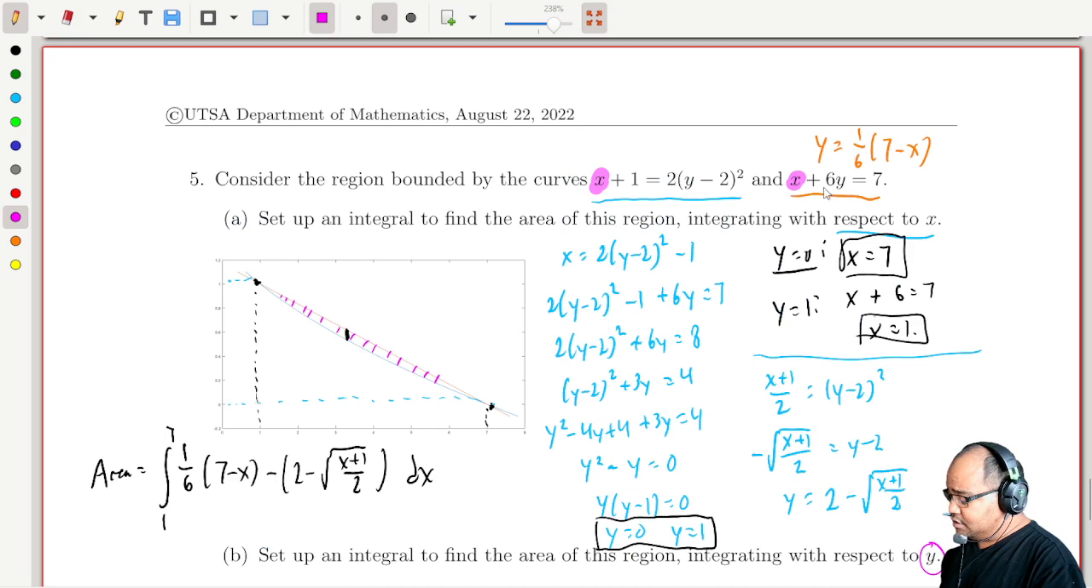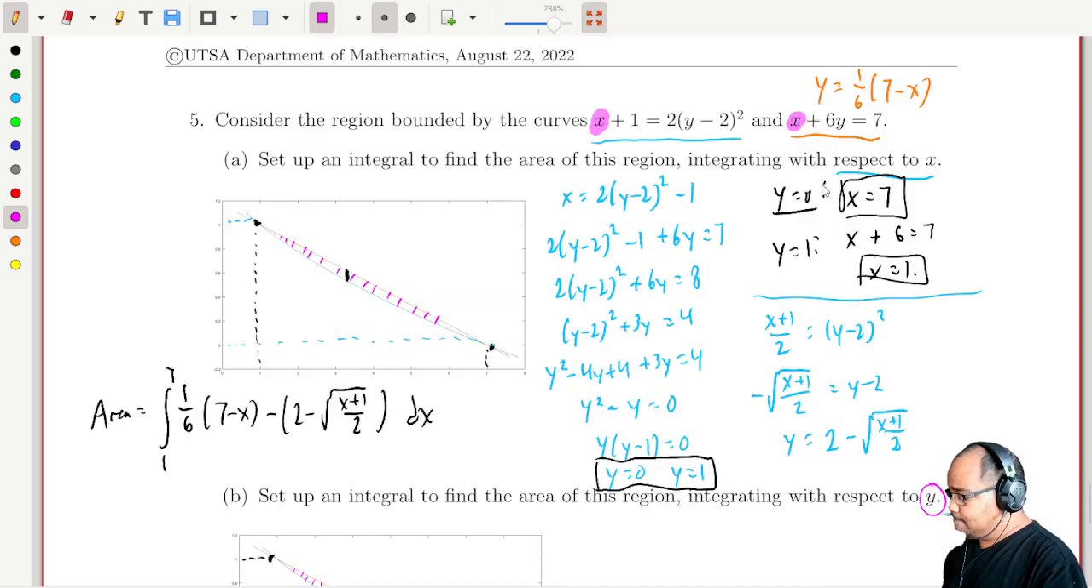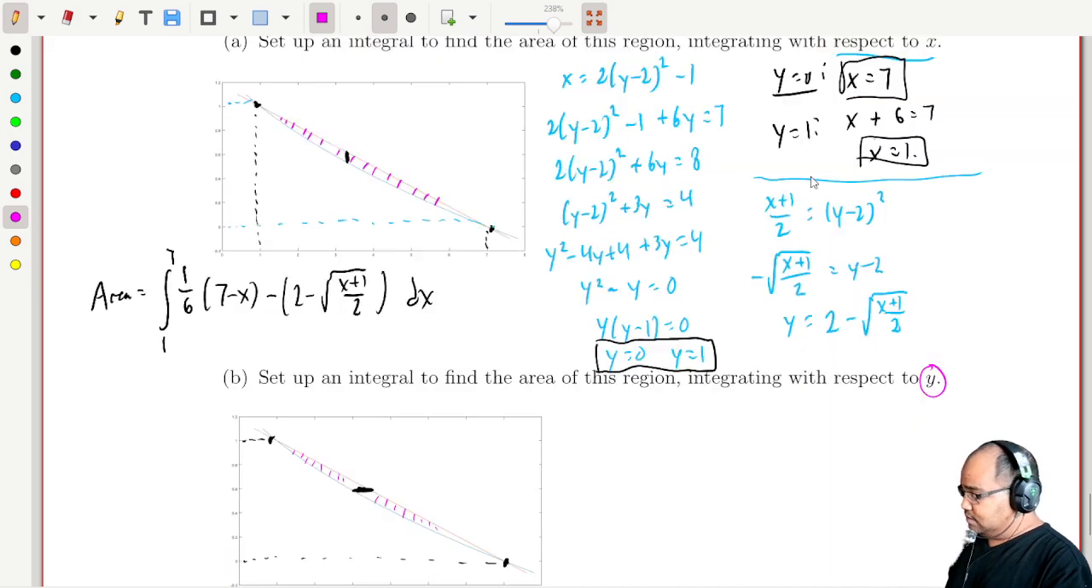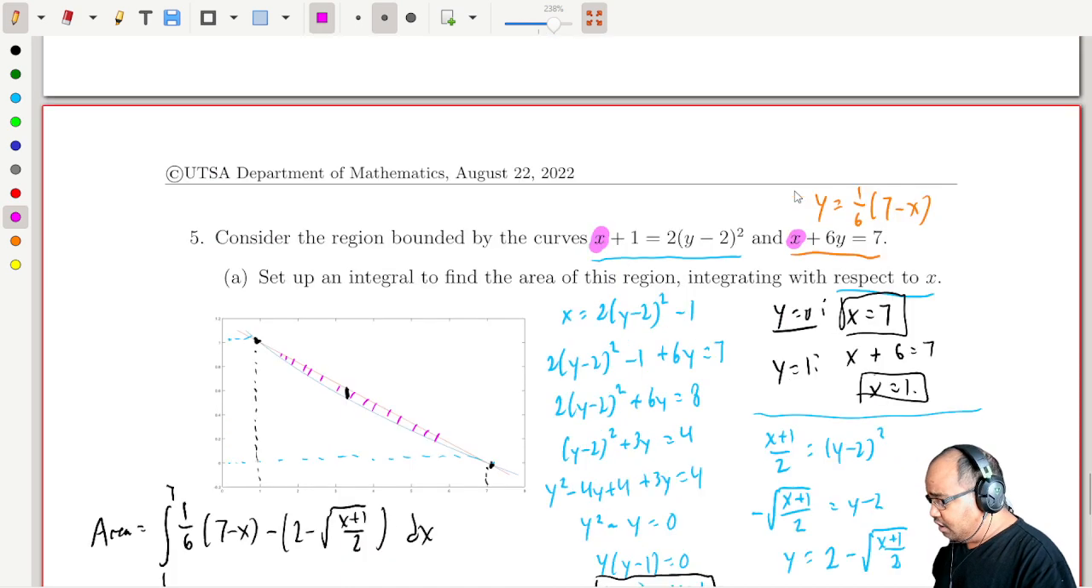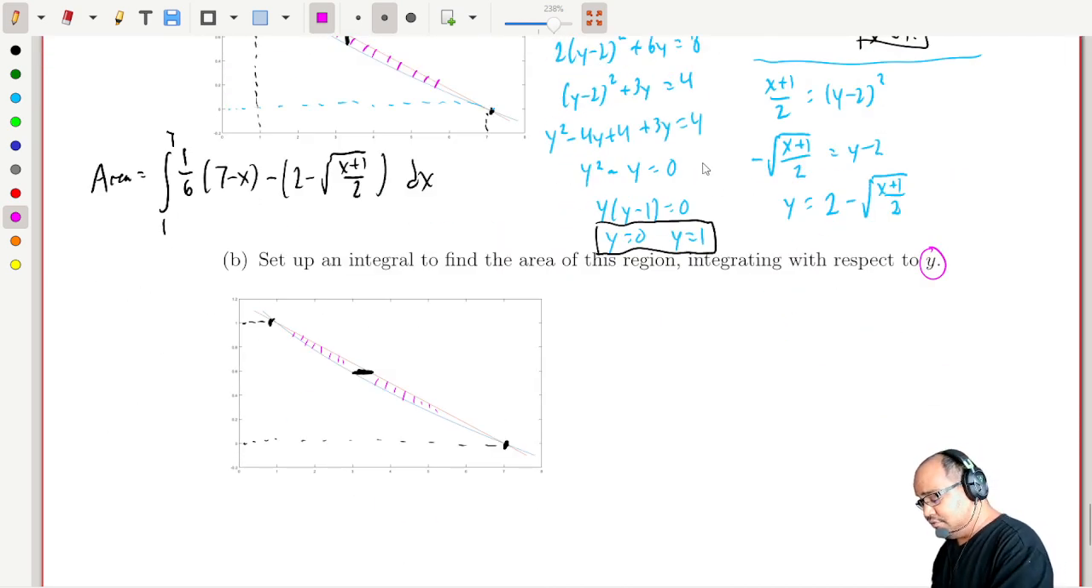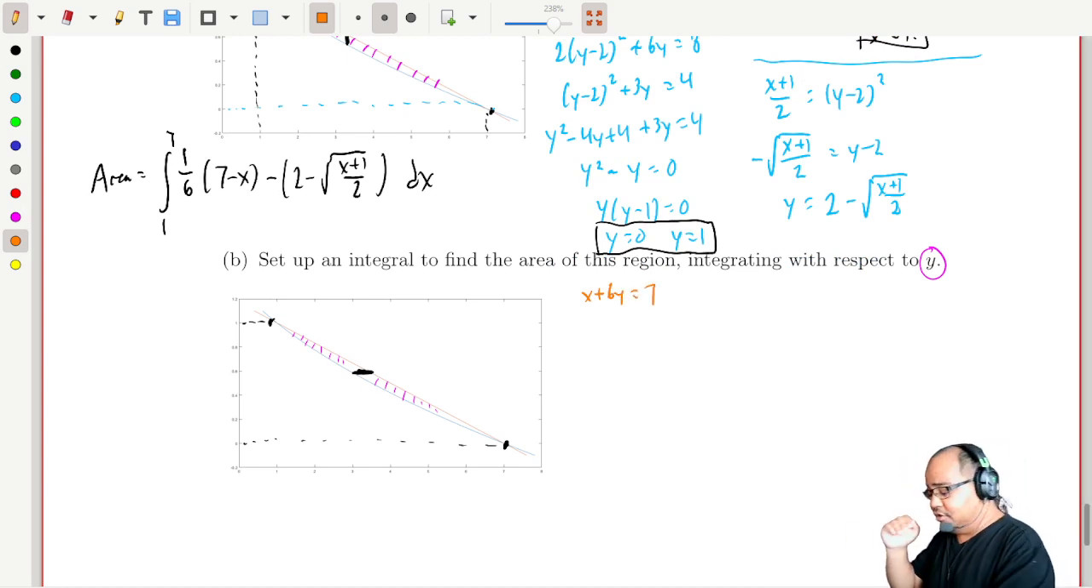Now, for the line, it's actually easy to do. I need a function of y there. So let's write down the original line here: x plus 6y equals 7. I want to get x equals some function of y. That's actually easy to do. I just subtract 6y over, and I get x equals 7 minus 6y. That's my line.